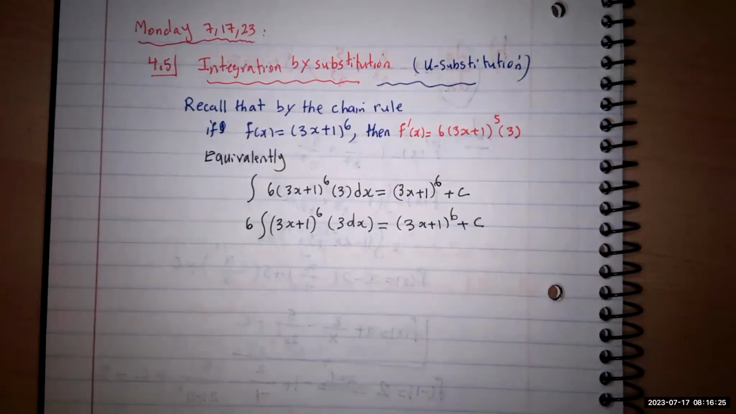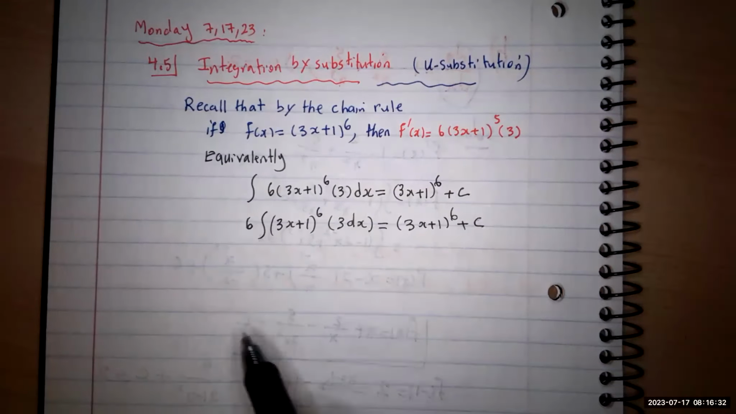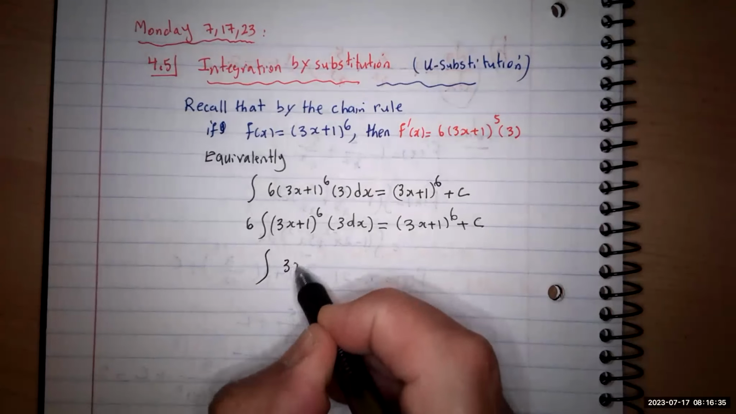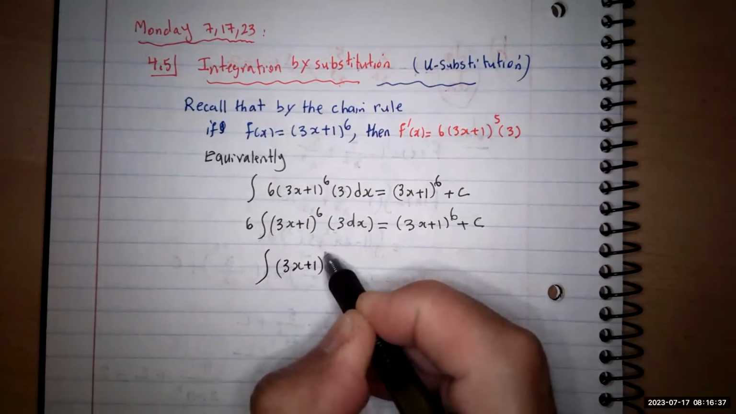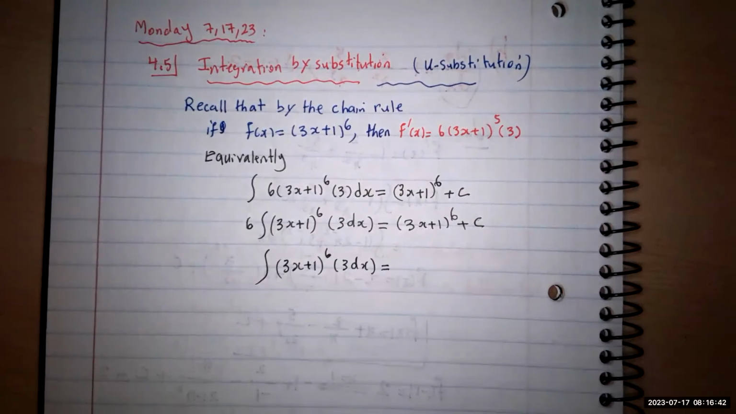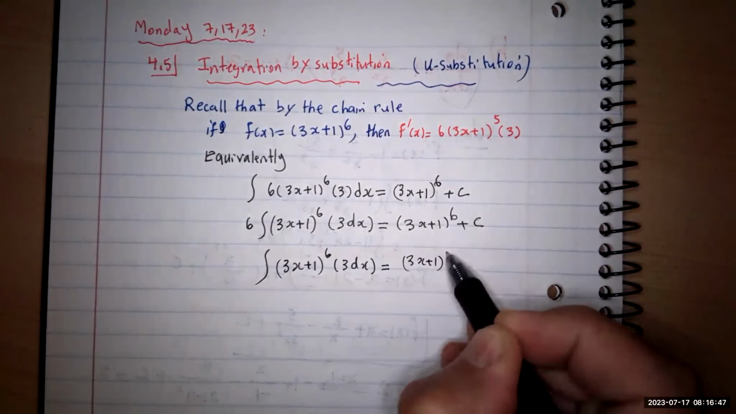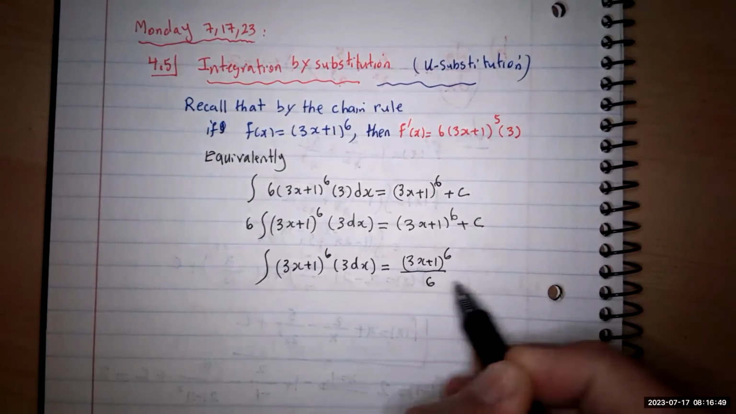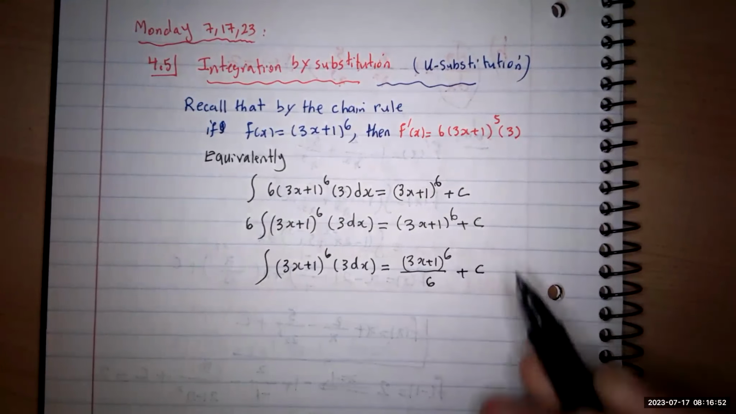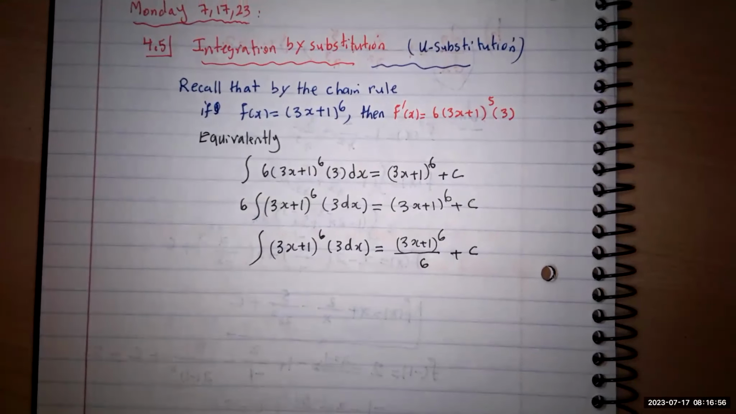What else I'm going to do is divide both sides by 6. If I divide both sides by 6, that gives me the integral of (3x plus 1) to the 5th times 3 dx, and this is going to be (3x plus 1) to the 6, divided by 6, plus the constant c. Since it's a constant c, it doesn't matter. Even if you divide by 6, you can call it a constant c. You can call it c1, c2, okay?